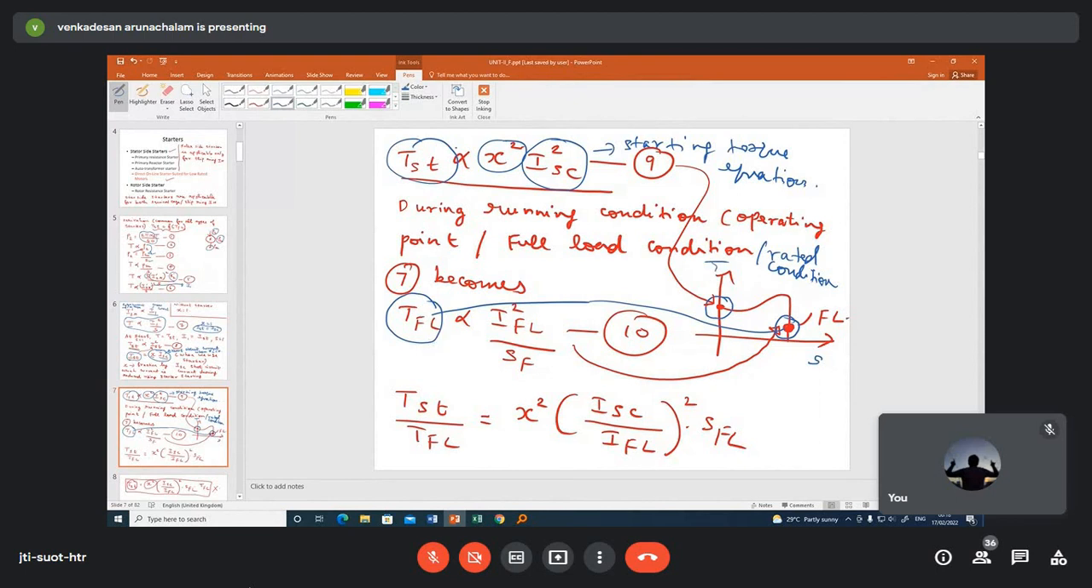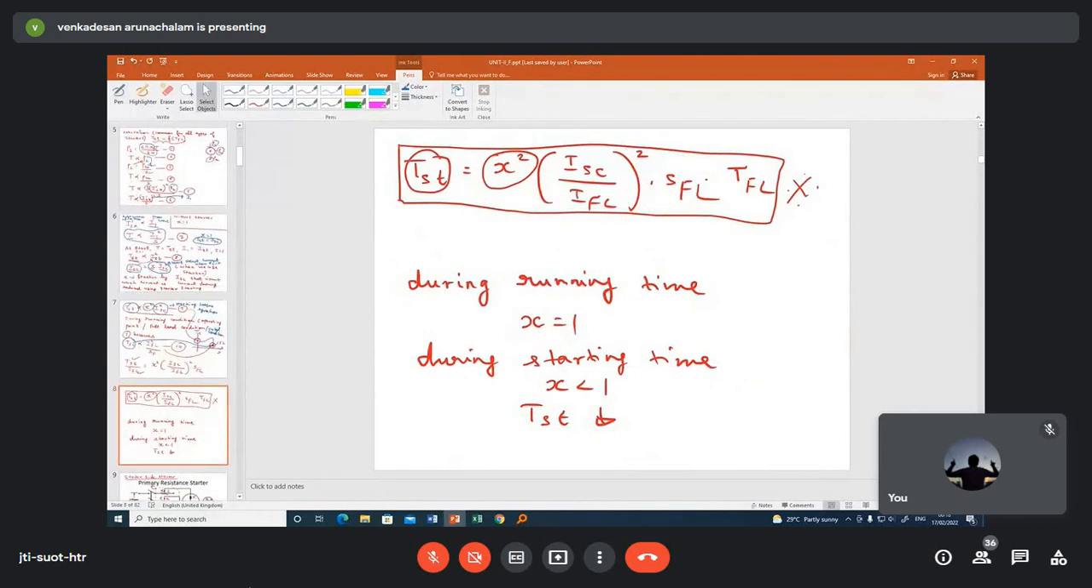You divide these two equations. If you divide the starting torque by the full load torque, I get the equation X squared times (ISC by IFL) the whole squared into S_FL. So from this equation, what is my starting torque? You bring the full load torque here. The starting torque is X squared times (ISC by IFL) the whole squared into S_FL into T_FL.